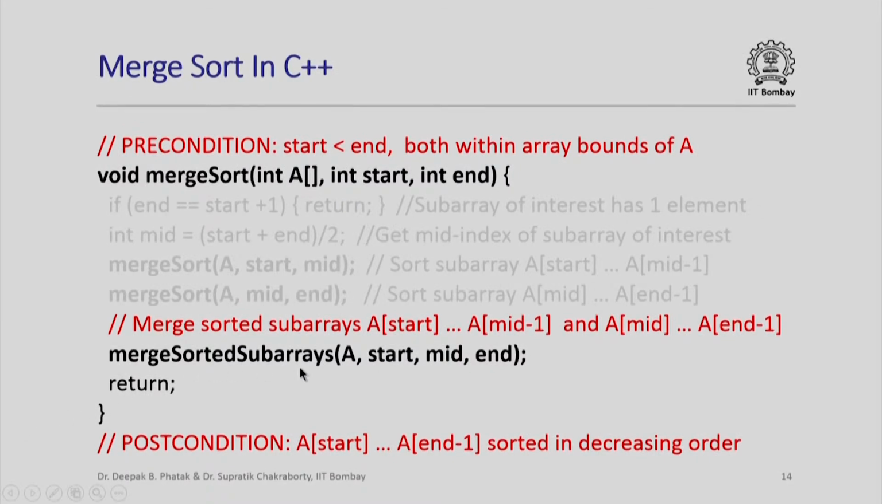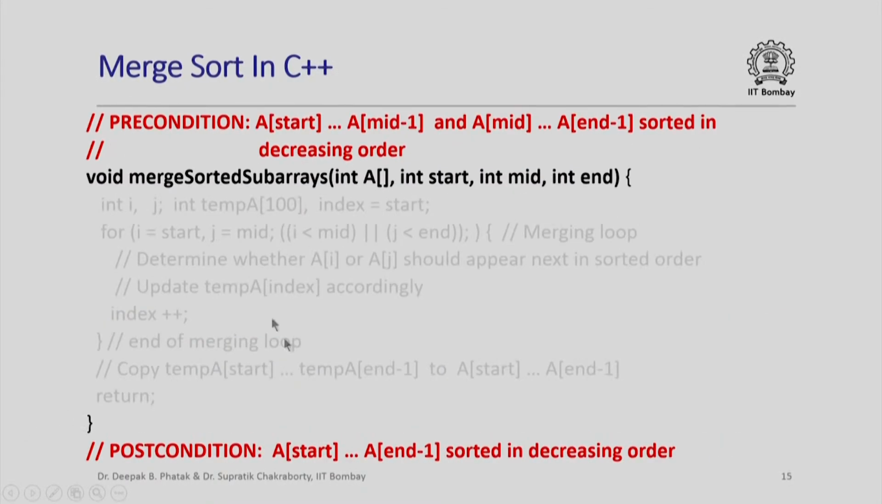How do we merge two sorted subarrays? Let us see how this function might look. To merge two sorted subarrays, our precondition is that the two subarrays A start through A mid minus 1 and A mid through A end minus 1 are sorted in decreasing order, and the postcondition that we want to guarantee is that the entire subarray from A start through A end minus 1 would be sorted in decreasing order.